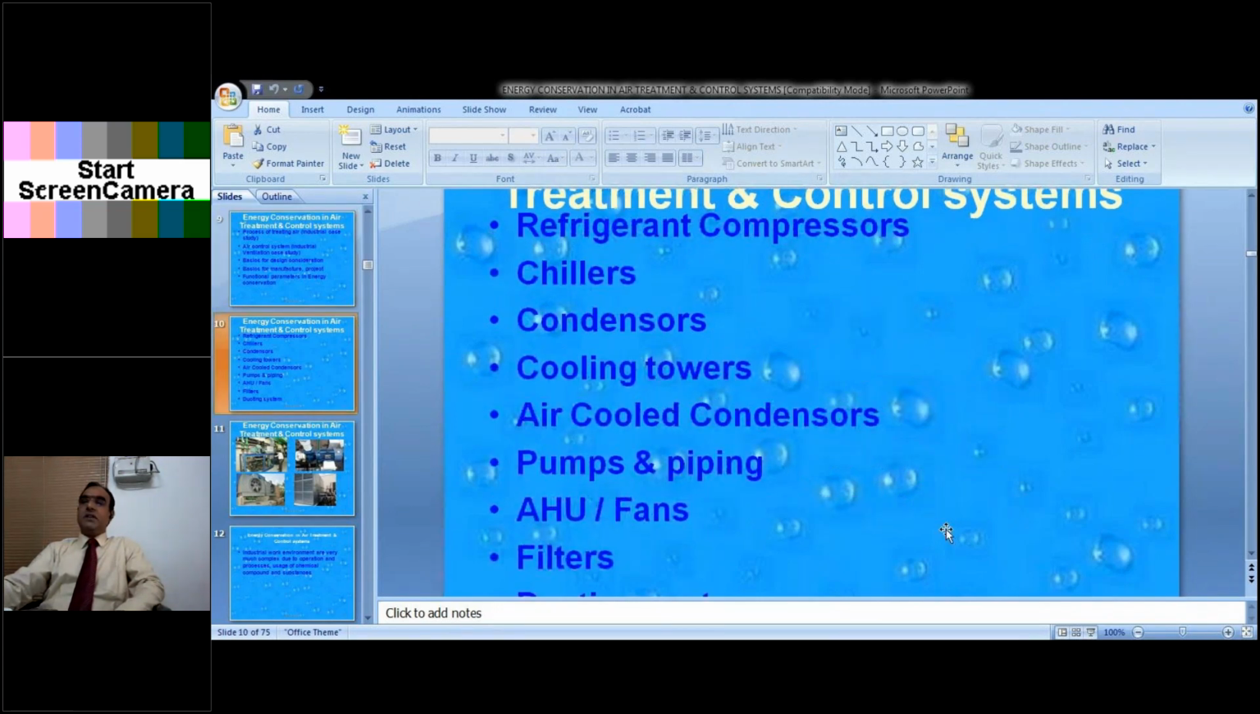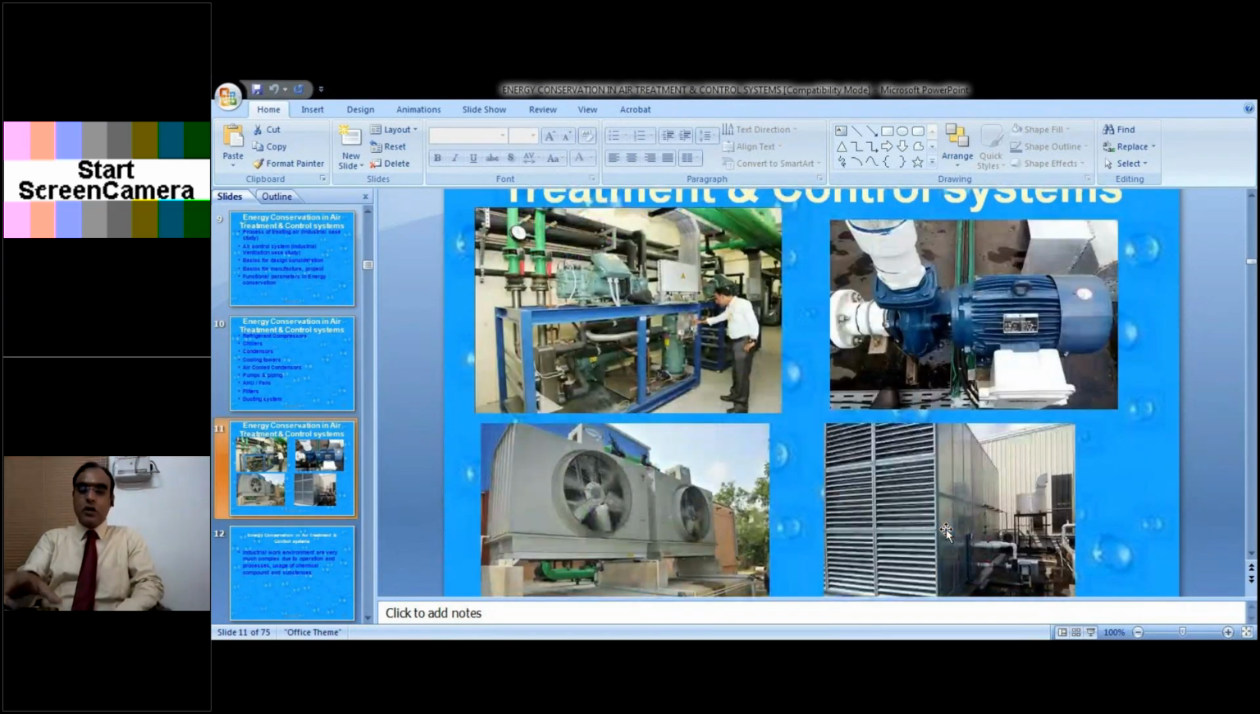In air conditioning, there are refrigerant compressors, chillers, condensers, cooling towers, air cooled condensers, pumps, piping, AHU, fans, filters. I think a gentleman, Mr. Kamala Kannan, is going to talk about pumps tomorrow, so I'm not including much on the pump and pumping system.